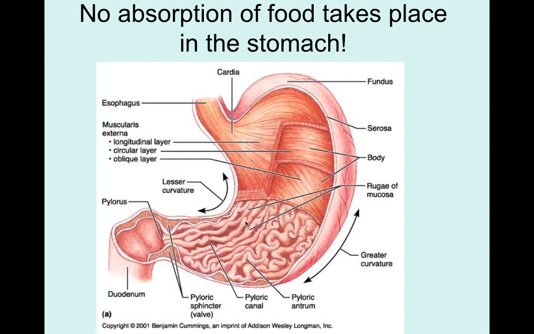Again, you have no absorption of nutrients happening in the stomach. You have a little bit of digestion by one digestive enzyme called pepsin, and then you have acid being released to provide an acidic pH for that pepsin to function, as well as to sterilize the food that you're eating, to make sure to kill any pathogens that might be in it.